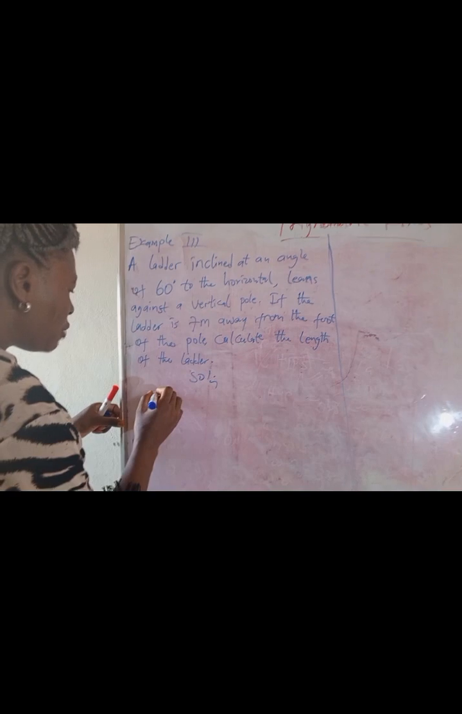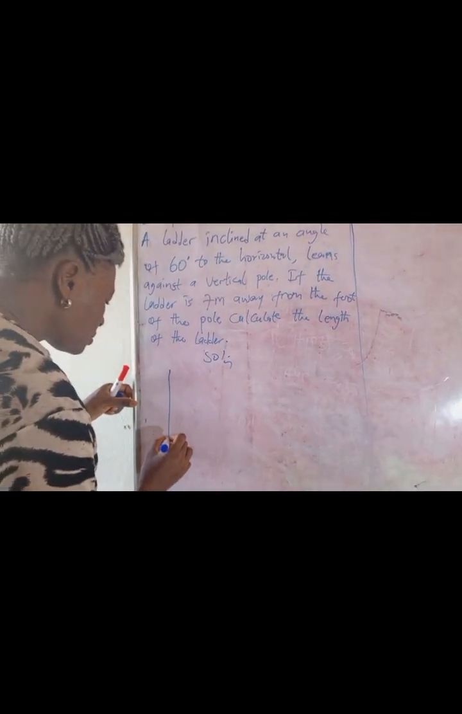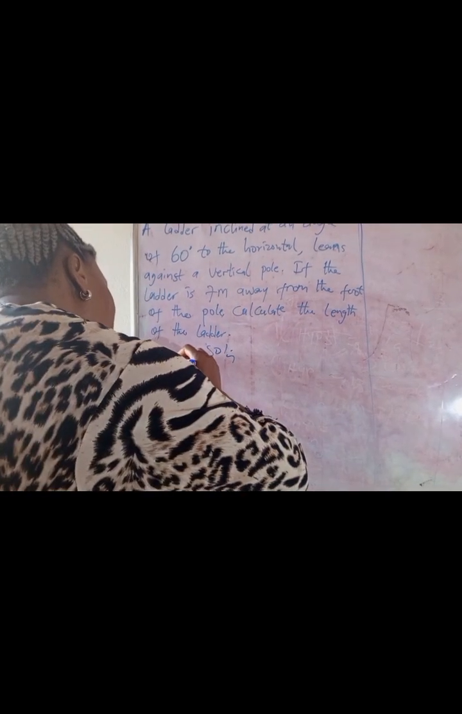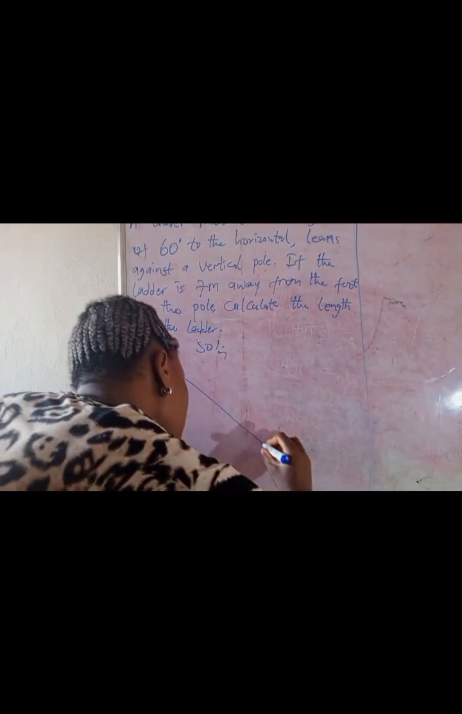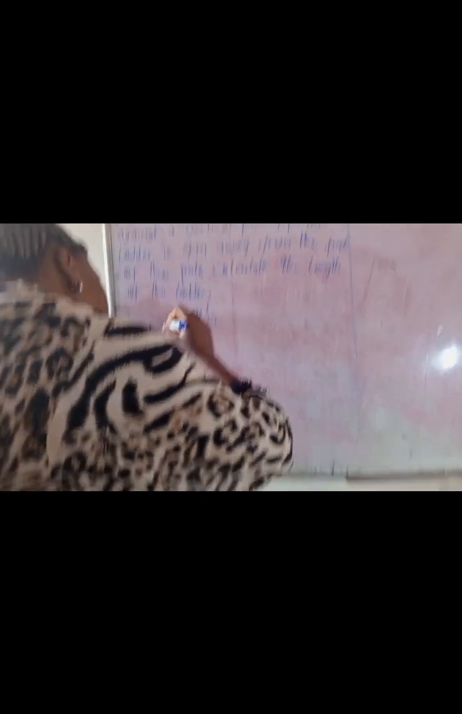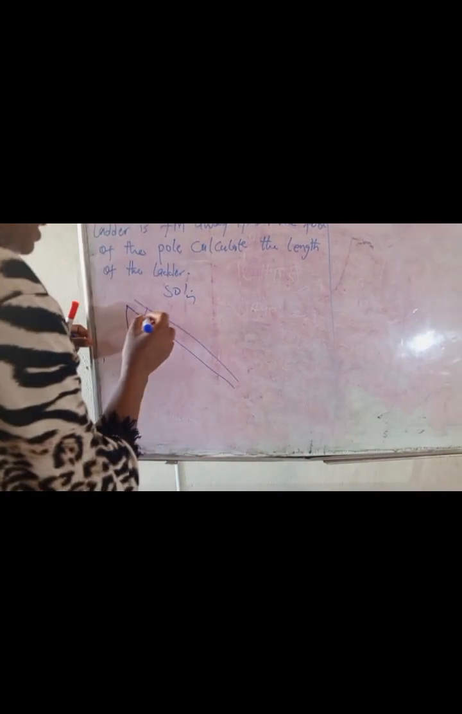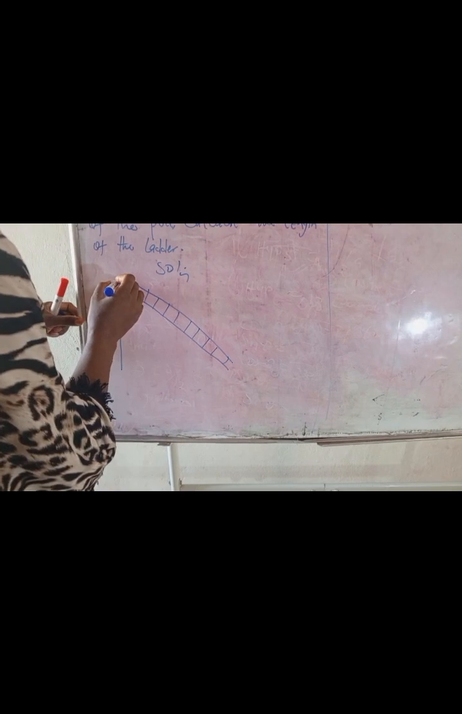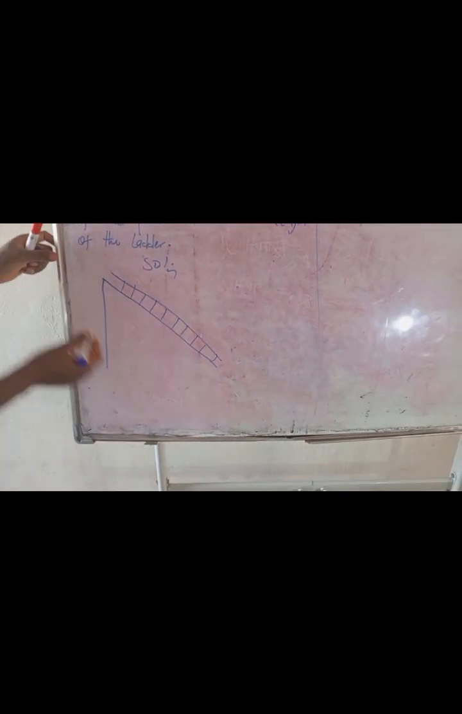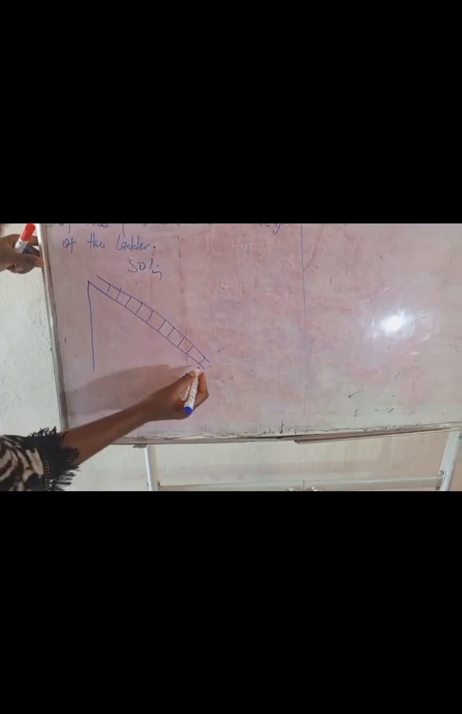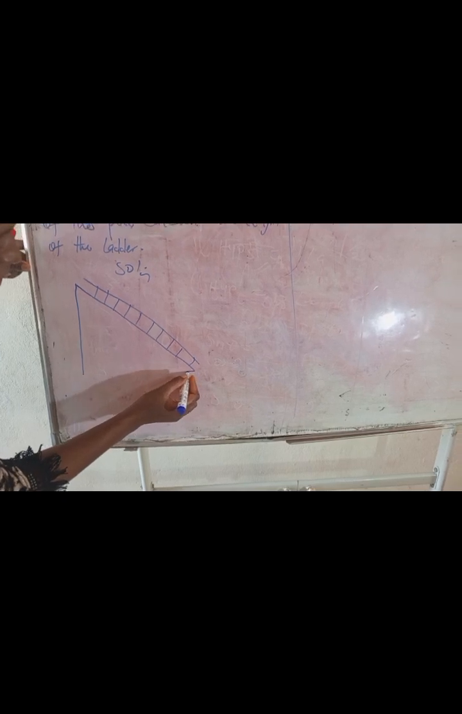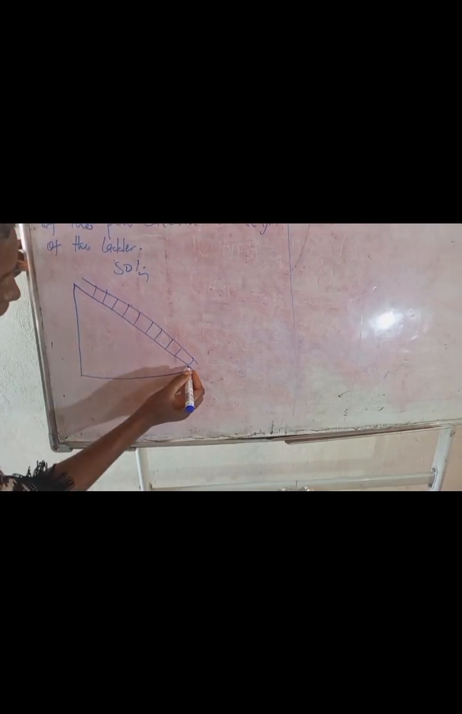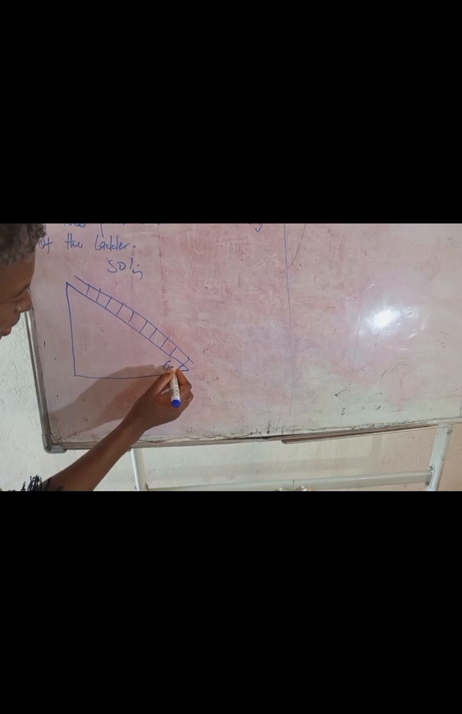First of all, let's have a pole. This is a pole, and a ladder is leaning on it. This is the ladder that is leaning on this pole. And they said the angle that the ladder made here is 60 degrees. So the ladder makes an angle of 60 degrees here.